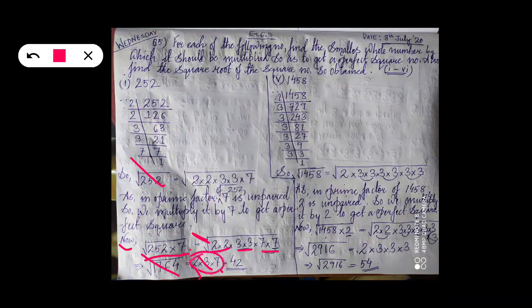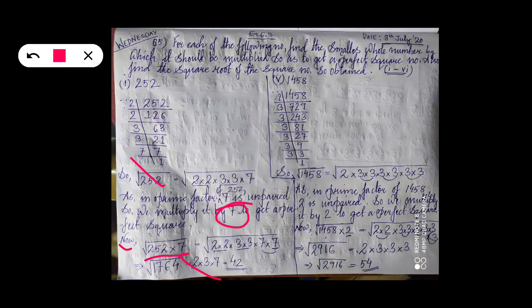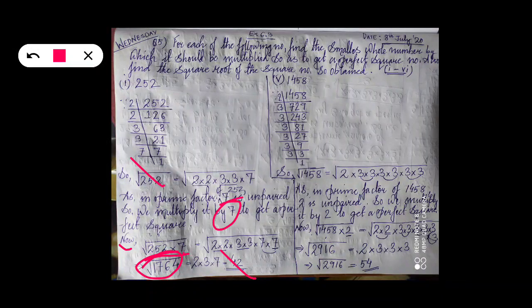Now after multiplying you will get 42. Our answer is what should be multiplied? 7 should be multiplied. And why have we taken the square root also? Because if you read the question, it also says find the square root of the square number so obtained. We got the square number 1764 and the square root is 42. And what should be multiplied? 7 should be multiplied. So this is the answer.